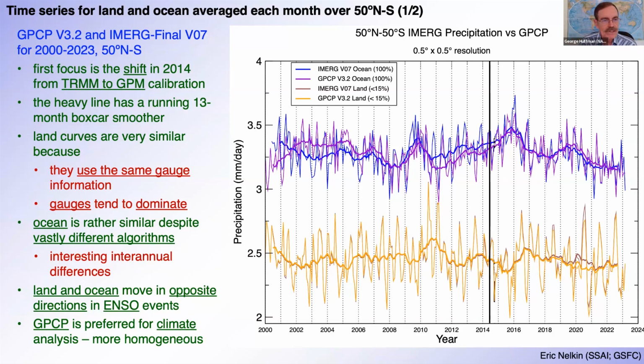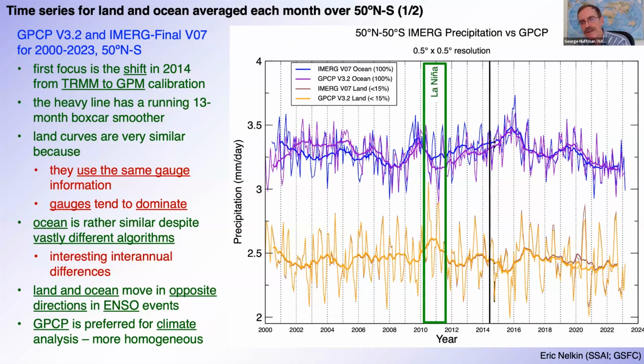It's sort of interesting with such different algorithms. I will point out the solid black line is when we switched from using the Tropical Rainfall Measuring Mission, TRMM, as the overall calibrator for IMERG to the GPM, Global Precipitation Measurement Mission data. And what you see is across that boundary, we have pretty well homogenized it, although that's not quite true, as you'll see.